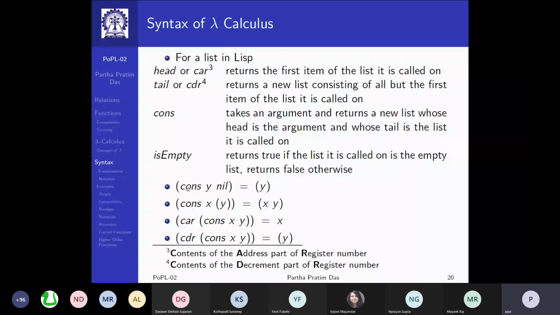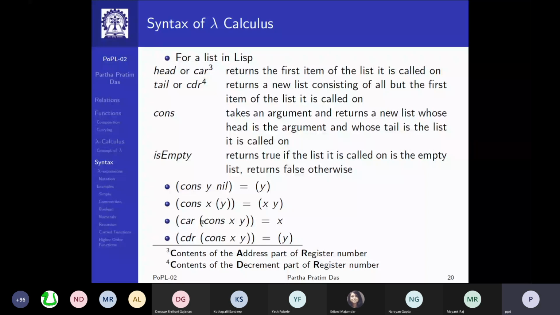So here are examples of Lisp expressions. cons y nil. Cons has to take an element and a list and construct a list. So this is a null list. It has nothing. It takes element y and puts it at the head. So I get a list containing y. Now if I do cons x with the list containing y, then I get a new list where x is in the front, so a list containing x, y in that order.